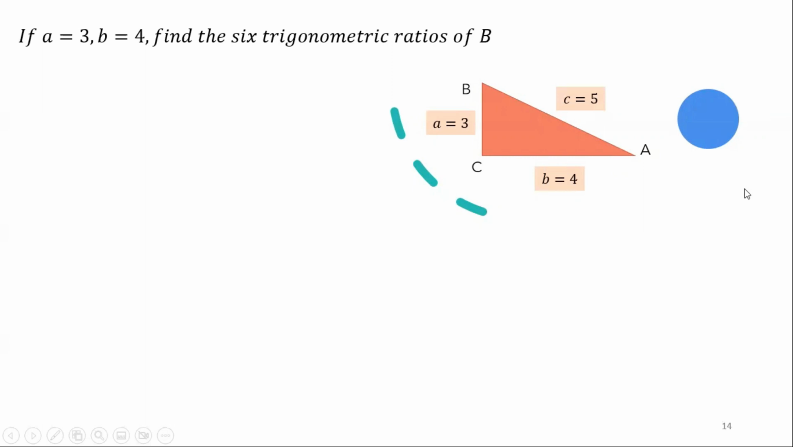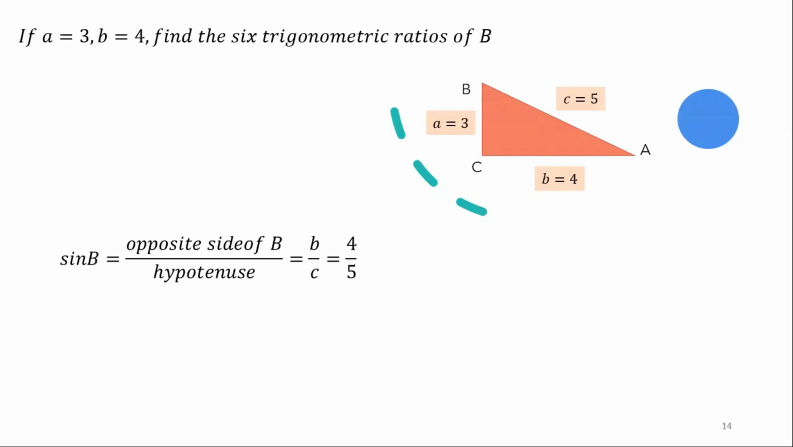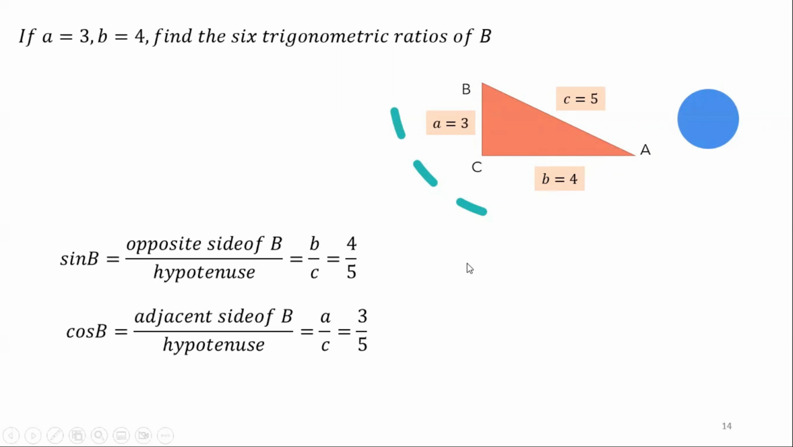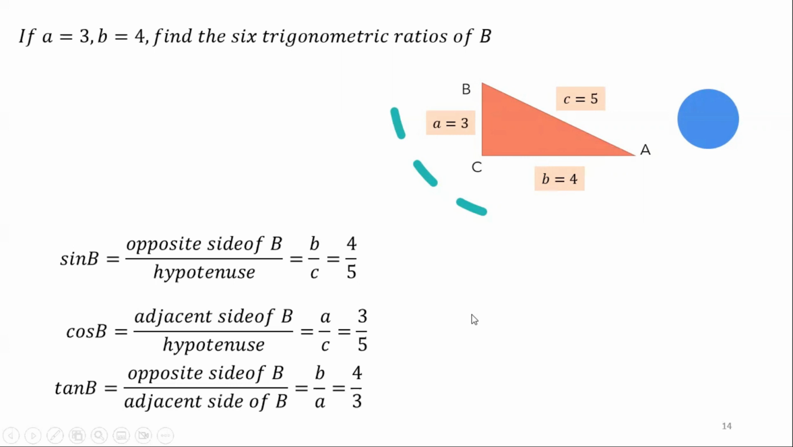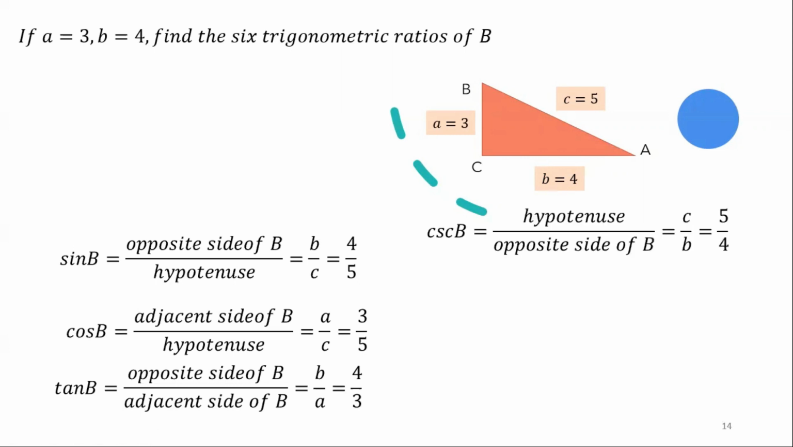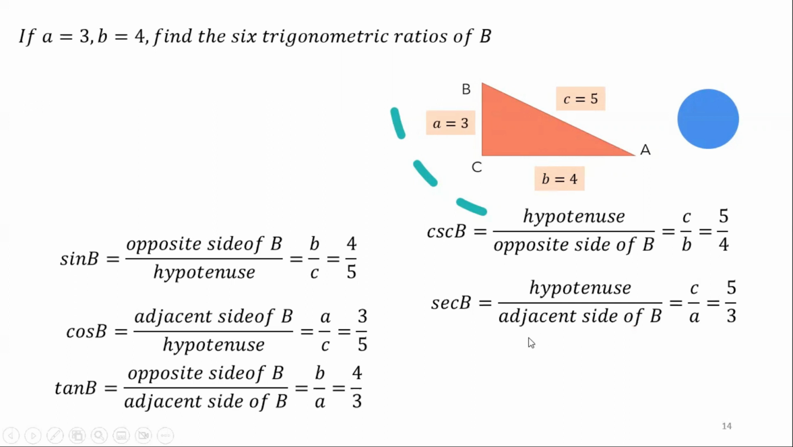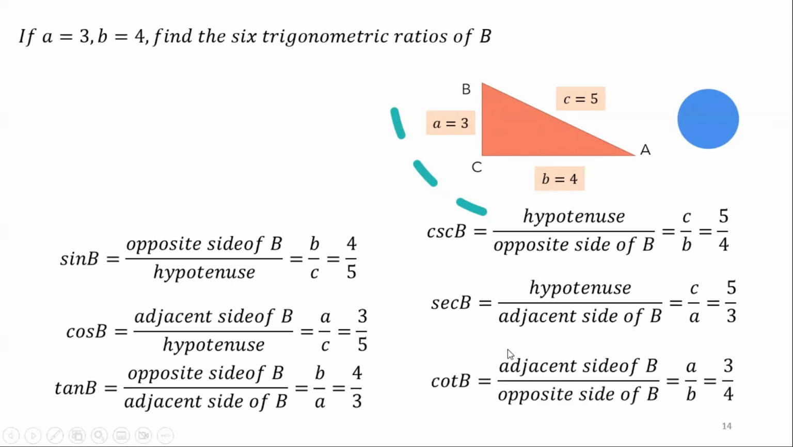Now, how about if we solve for angle B? We use the same triangle, but this time we will be solving for angle B. So for sine of B, the opposite side is now 4, the adjacent side is 3, and c is the hypotenuse. So sine of B is 4 over 5. Cosine of B is 3 over 5. Tangent of B is 4 over 3. Cosecant of B is 5 over 4. Secant of B is 5 over 3. And cotangent of B is 3 over 4.